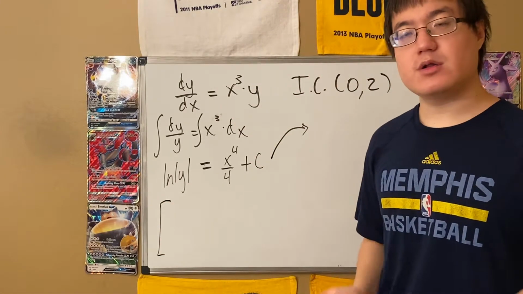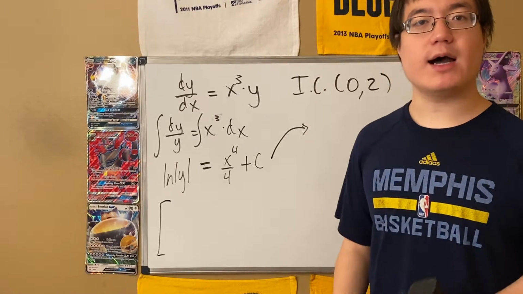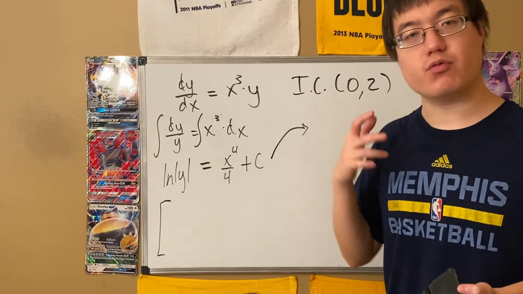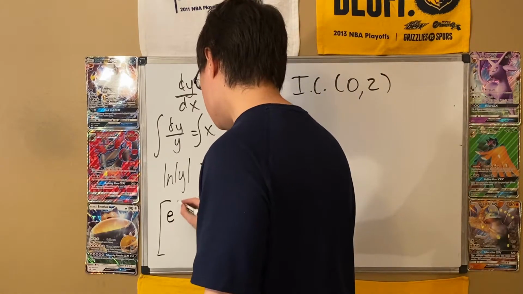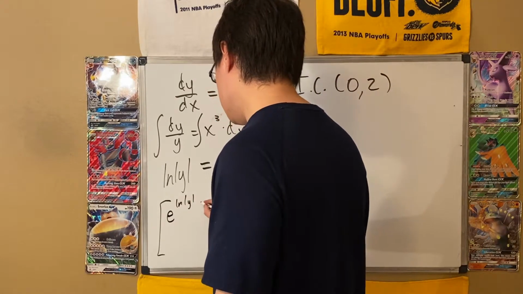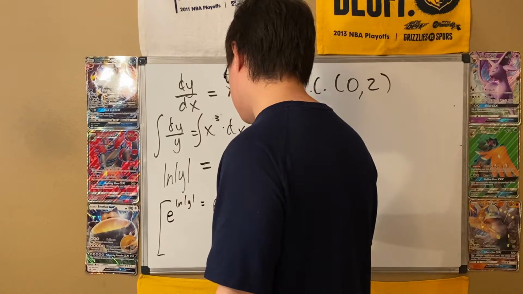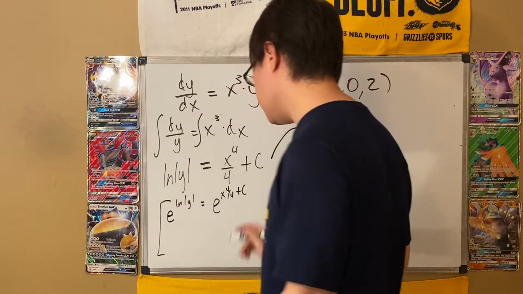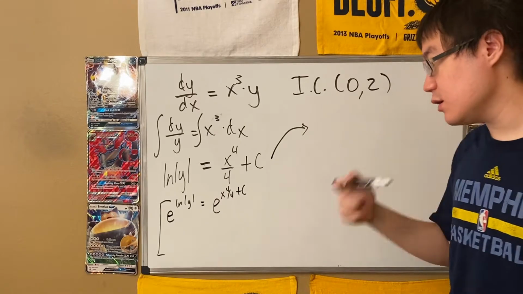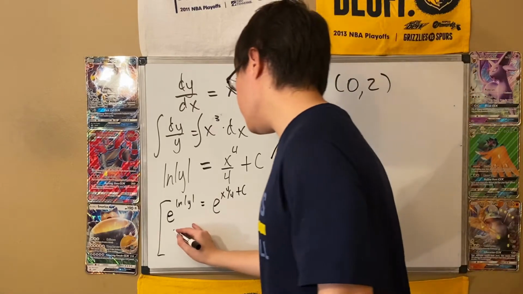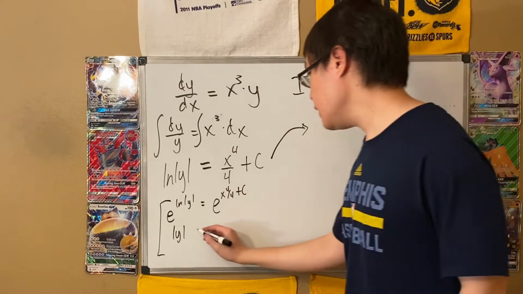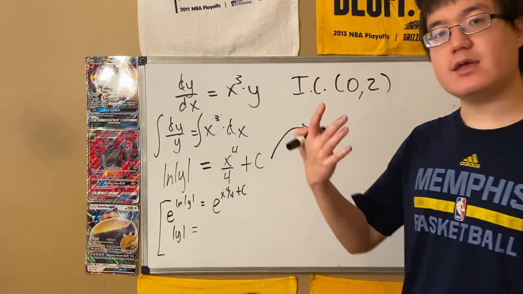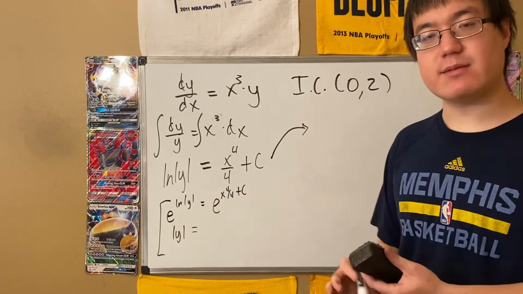So the first thing I'm going to do is isolate the y. And how do you isolate an ln of y? Well, you raise both sides to the e. So you're going to get e to the ln of y equals e to the x to the 4th over 4 plus c. So just raising both sides to the e. The reason we're doing this is that we can get absolute value of y because e and ln cancel because they're inverse functions.